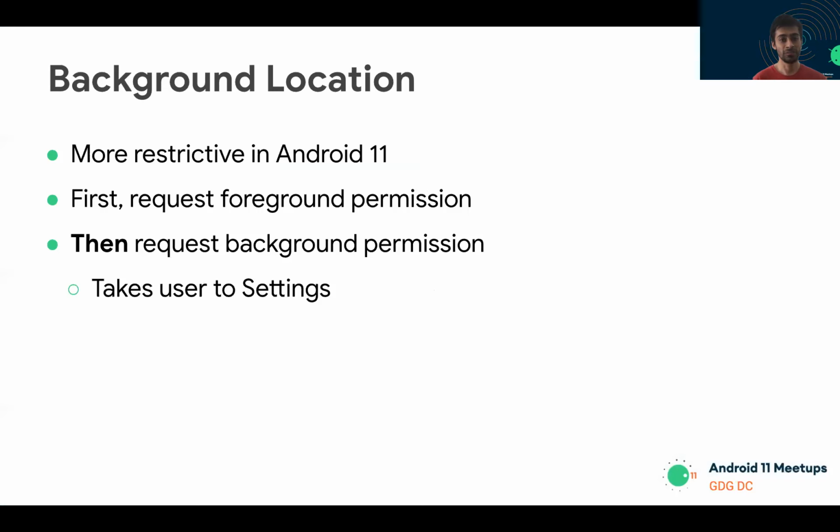Next up is further restrictions on background location. Previously, you could request foreground and background location bundled together, requesting one location permission from the user and being granted both. Now you have to request the foreground permission first, and then ask for background permission. Because of additional privacy concerns, it will actually take the user to the settings so they have more context that this is a system level permission that they're granting for your application.